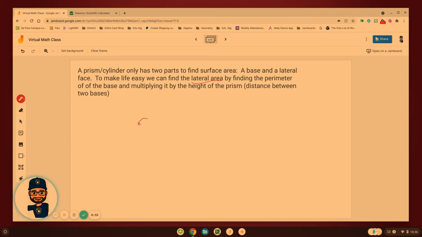So we can take surface area and say that surface area equals the lateral area times the height of the prism. How far apart the bases are. But this lateral area has its own little formula. It's the perimeter of the base. So let's see what that looks like.